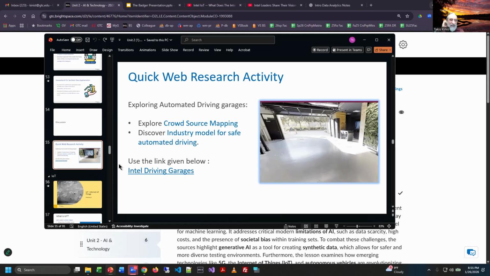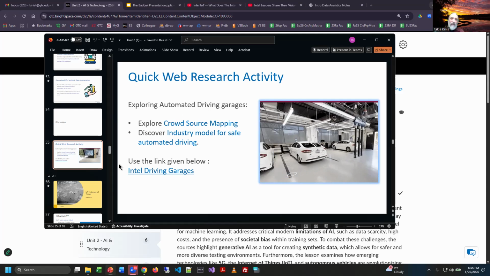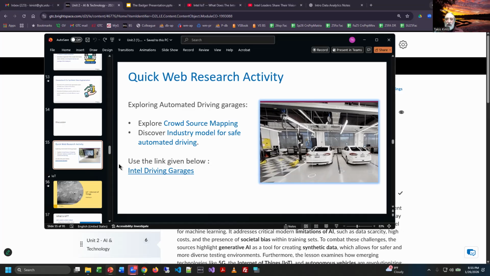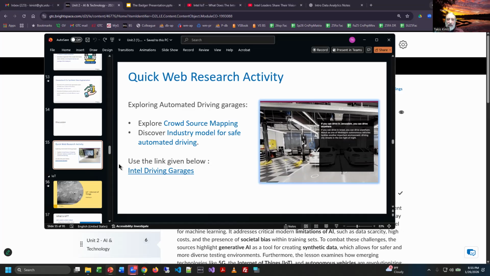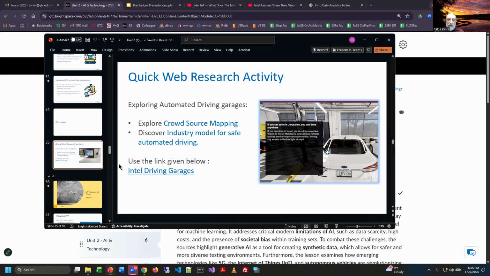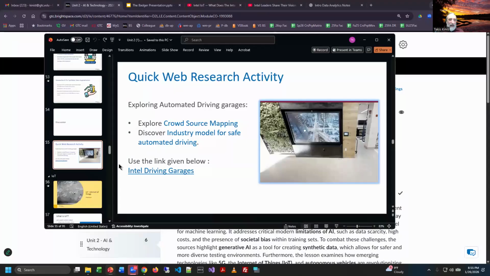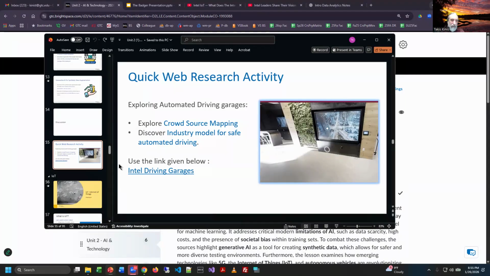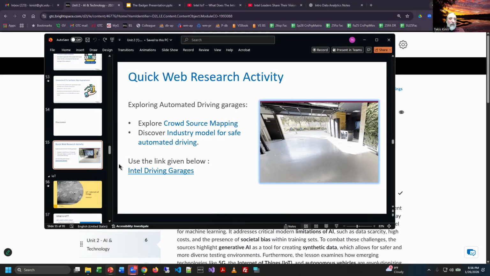This video here is actually an interactive website. If you guys want to check this out, I'm not really going to put this up on screen here, but they talk about some of the vehicles in these automated garages, and it's pretty cool to check out. Kind of an interesting website.